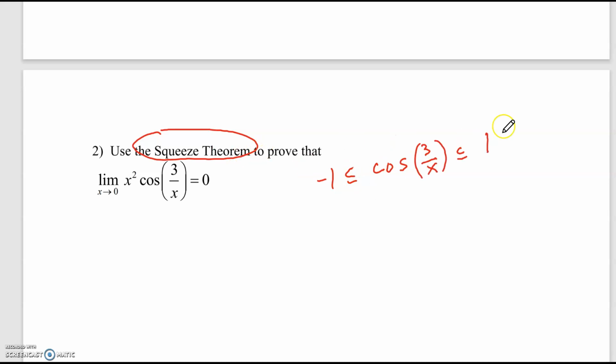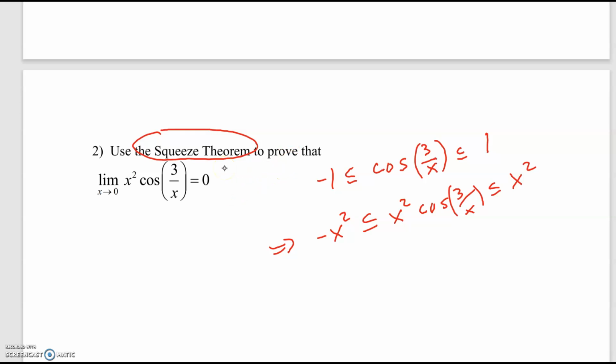Cosine is always between -1 and 1. Other versions had sine, but same idea. And then you multiply. So if this is true, then multiply everything by x squared. And you have negative x squared is less than or equal to x squared cosine over 3x, which is less than or equal to x squared. And then you can apply squeeze theorem.